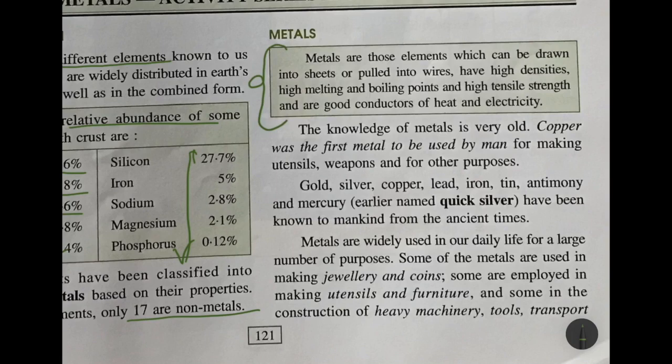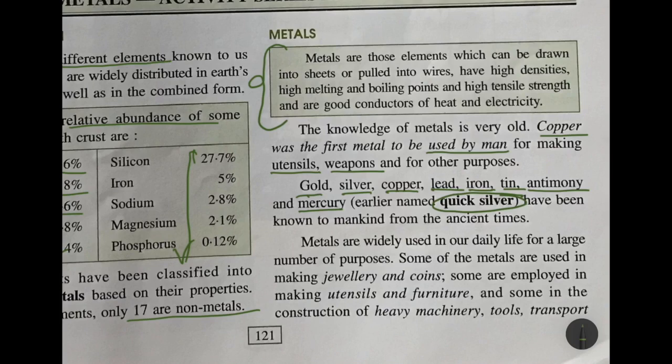Now, when we talk about metals, this knowledge is very, very old. You must have learned in history that copper was the first metal to be used by man for making utensils, weapons, and many other purposes. Then of course there were other metals which were known to mankind from a long, long time back, like gold, silver, copper, lead, iron, tin, antimony, and mercury. Mercury, because of its color, was known as quicksilver.